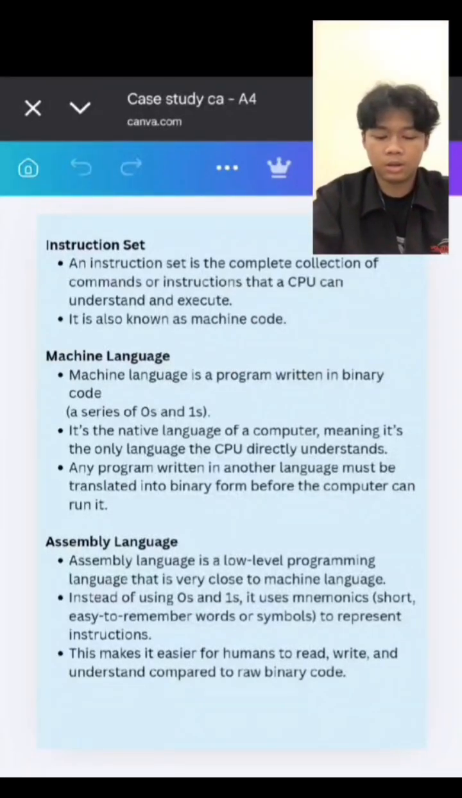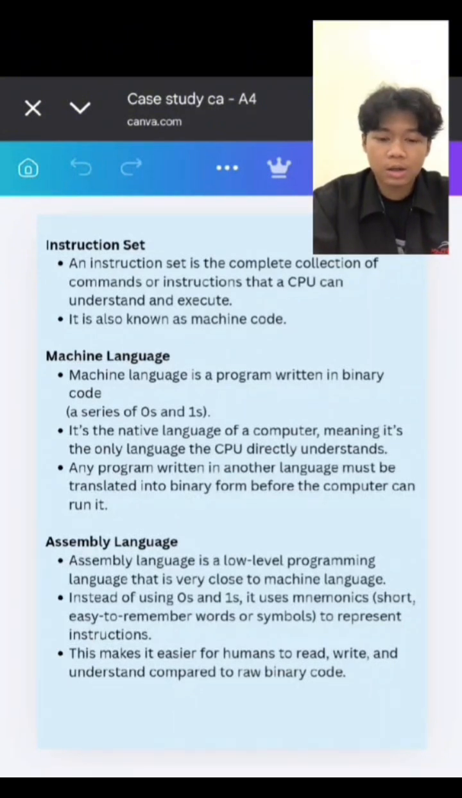Assalamualaikum. Sekarang kita akan describe instruction set, machine language dan assembly language. Jadi untuk instruction set, which is an instruction set is the complete collection of commands or instructions that a CPU can understand and execute, which is also known as a machine code. This is how the machines understand the set by learning a code by a machine.